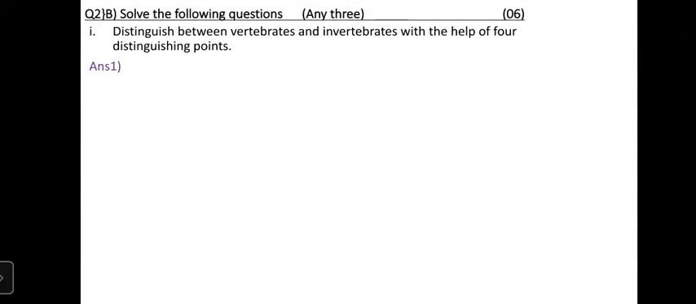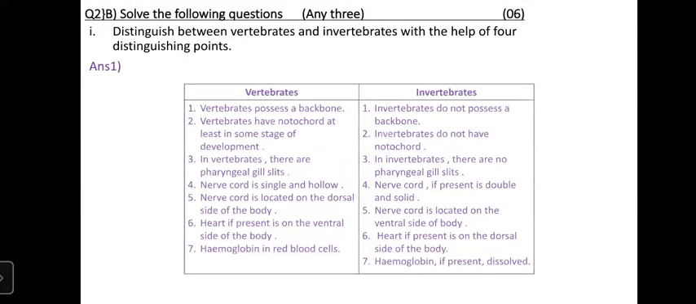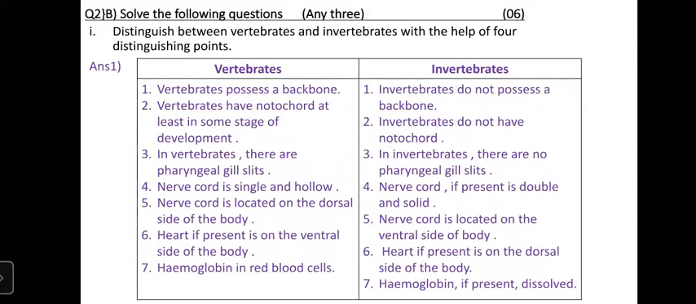Distinguish between vertebrates and invertebrates with the help of 4 distinguishing points. Okay, so you have to write 4 points each of vertebrates and invertebrates. Now, I have mentioned many points. Any 4 points you have to write of each. Now see and you have to remember, always write the relevant points in both the columns.